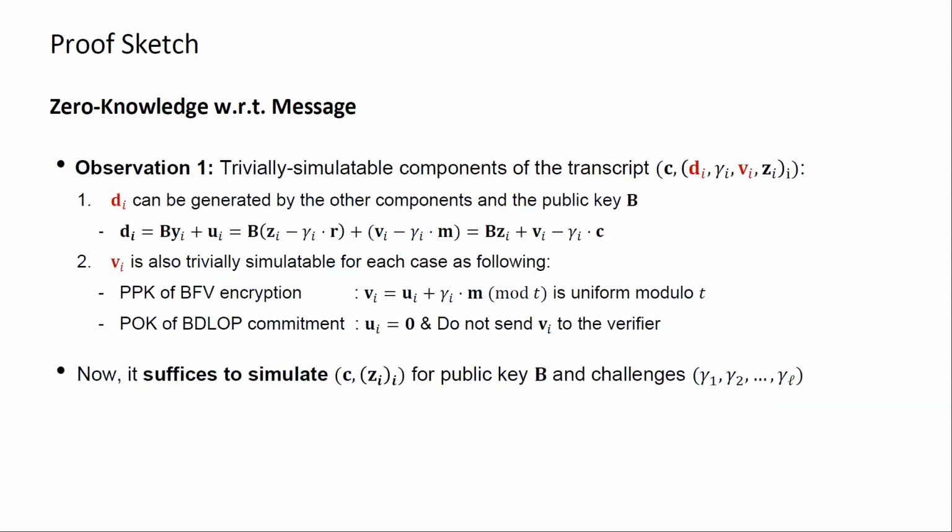So our first observation is that the transcript consists of several components, but there exist several trivially simulatable components. For example, v_i can be computed from the other components, and v_i is also trivially simulatable for each case with some different rules. I will not explain the details, but the point is we can just forget about the v_i part, and then just target to simulate the remaining components, c, gamma, and z.